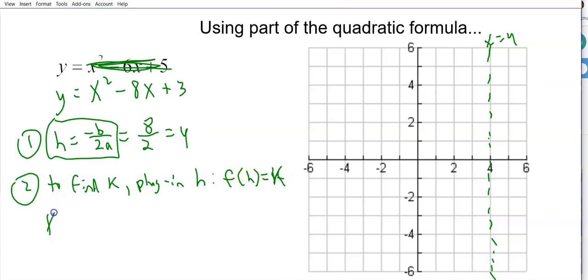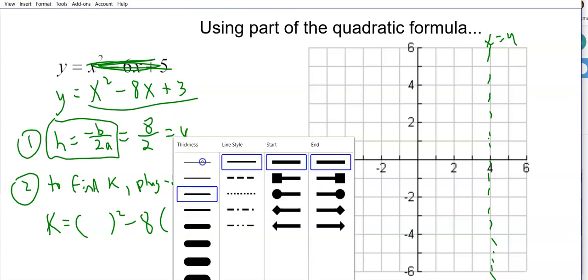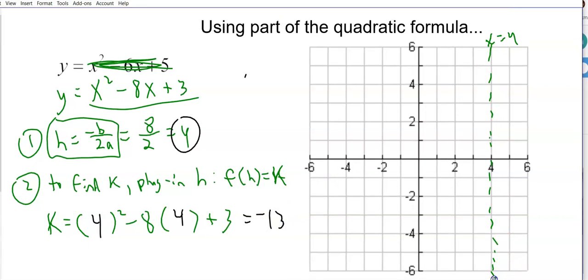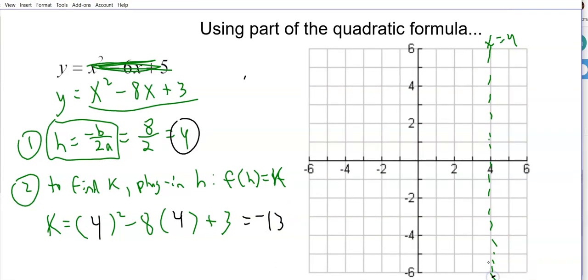Okay, so for k, I'm going to take the equation, and everywhere there's an x, I'm going to plug in 4. So I'm plugging a 4 in here, and a 4 in here. And so k is going to equal 16 minus 32, which is negative 16, plus 3, which is negative 13. So now we know the vertex is down here. Well, it's way down there, off the screen. But our vertex is at 4, negative 13.